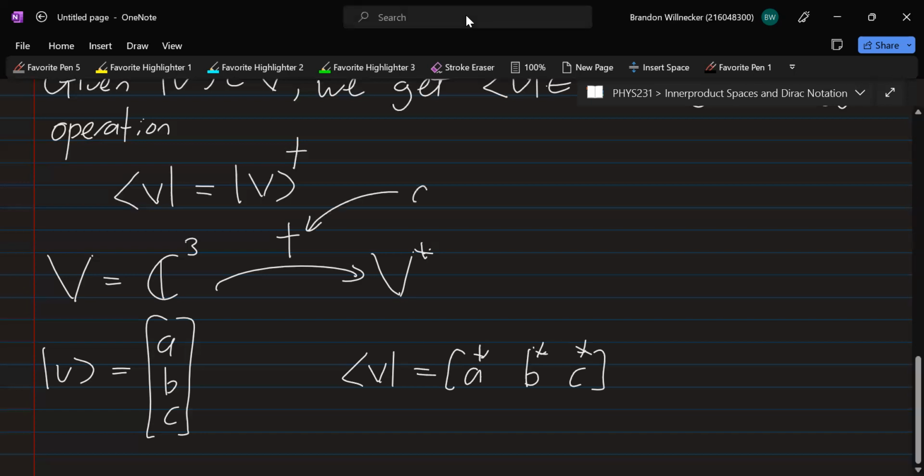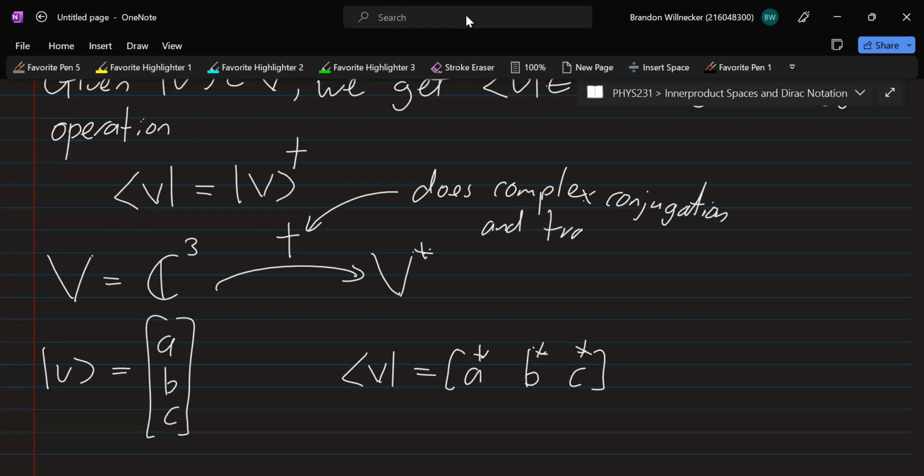So this dagger does complex conjugation and transposition. Column vectors become row vectors, and then the A, B, C becomes A, B, C complex conjugated. There's another word for this: it is also called the Hermitian conjugate. But we will just call it dagger.